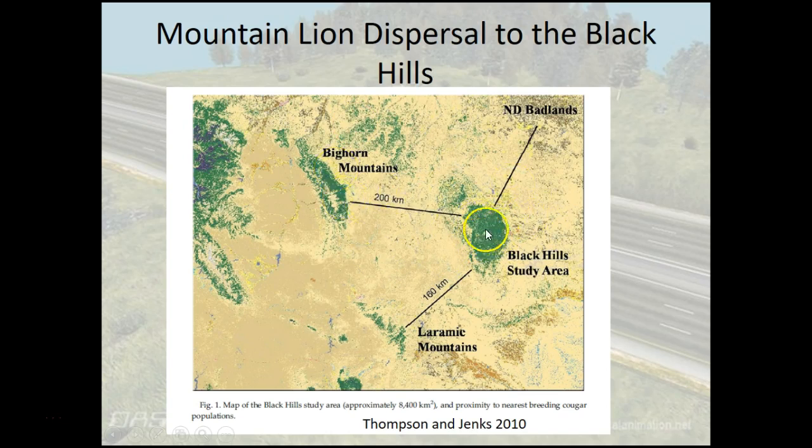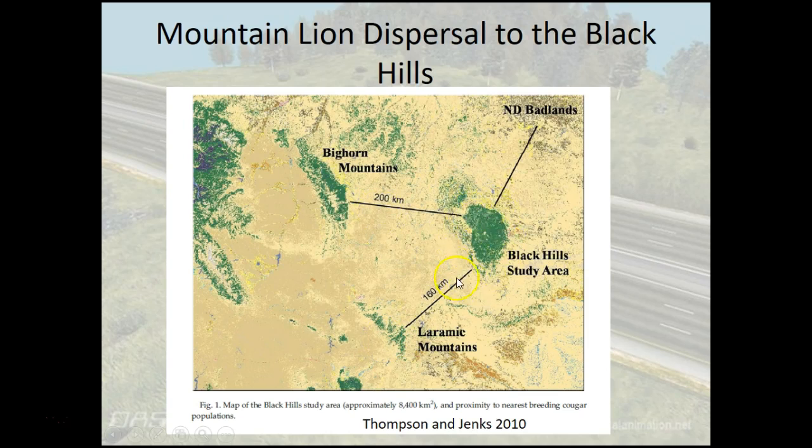And so they looked at where these animals came from, and it seems that most of the animals actually dispersed into the Black Hills, which was good quality habitat, but for a lot of years didn't have good deer numbers because of the agricultural practices in the area. As conservation practices took hold in the 80s and you got more deer, it became better quality habitat for a mountain lion. So we have two populations of mountain lions, one in the Bighorn Mountains of Wyoming and the other in the Laramie Mountains down here close to Colorado, that dispersed into this area.